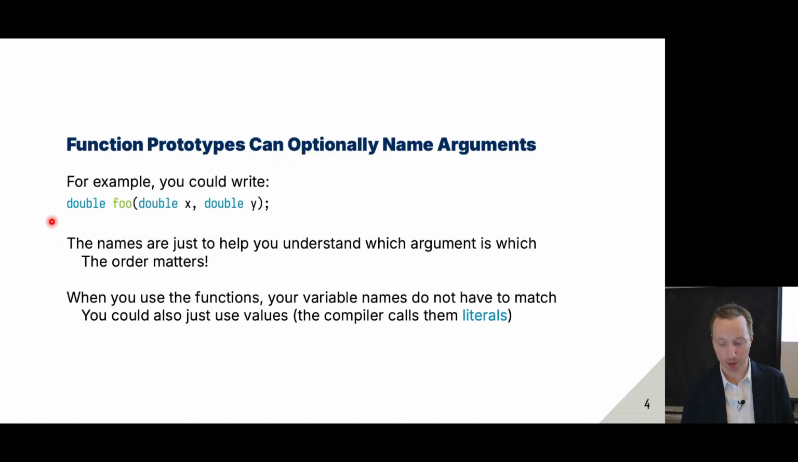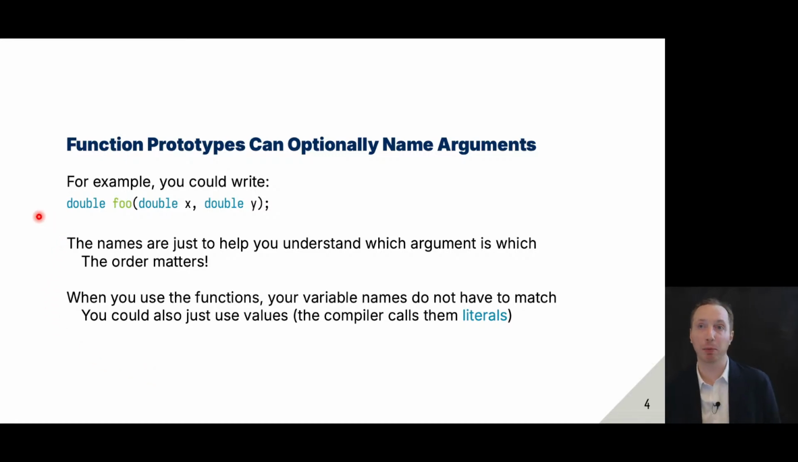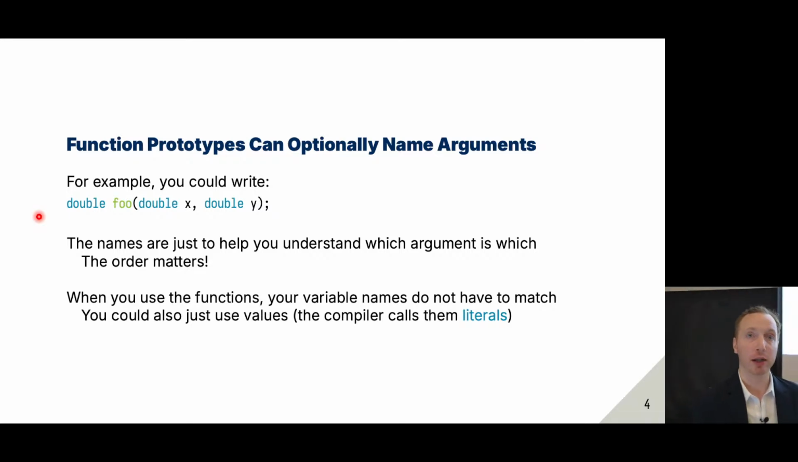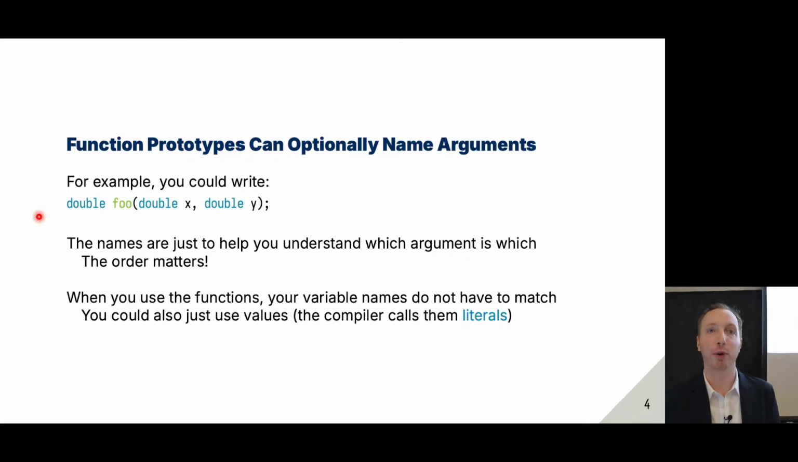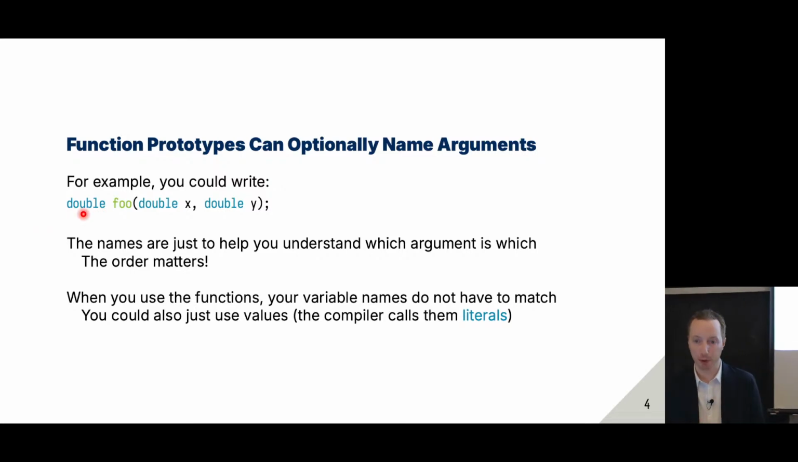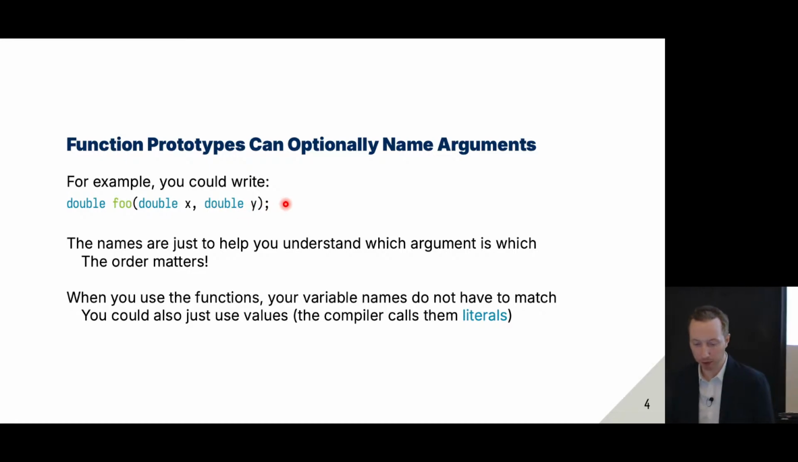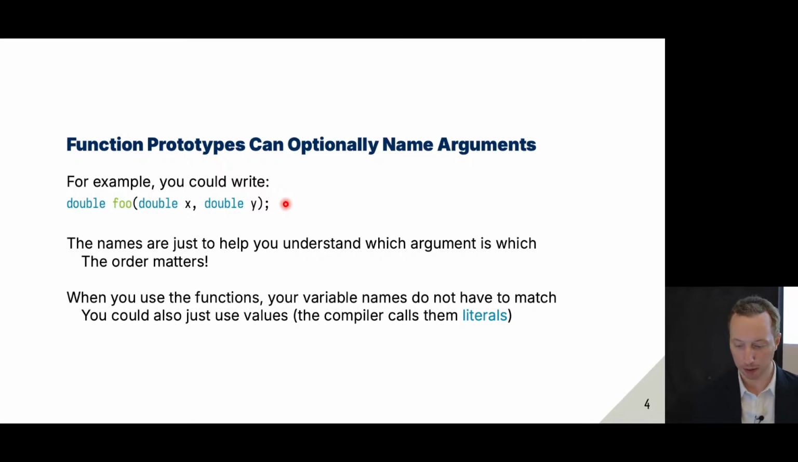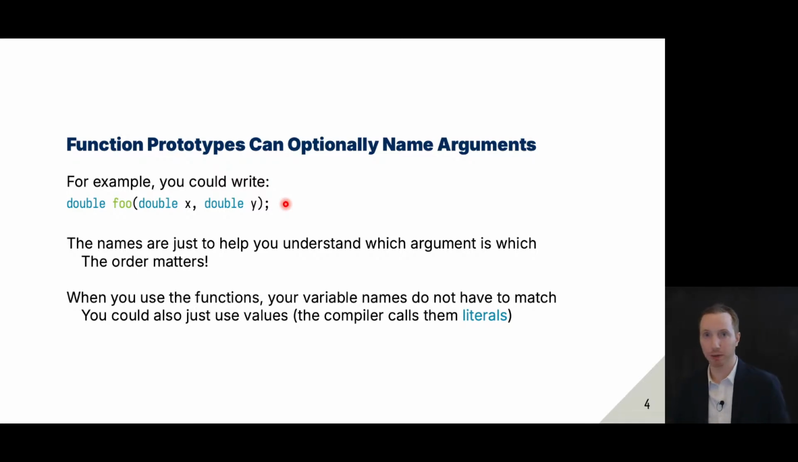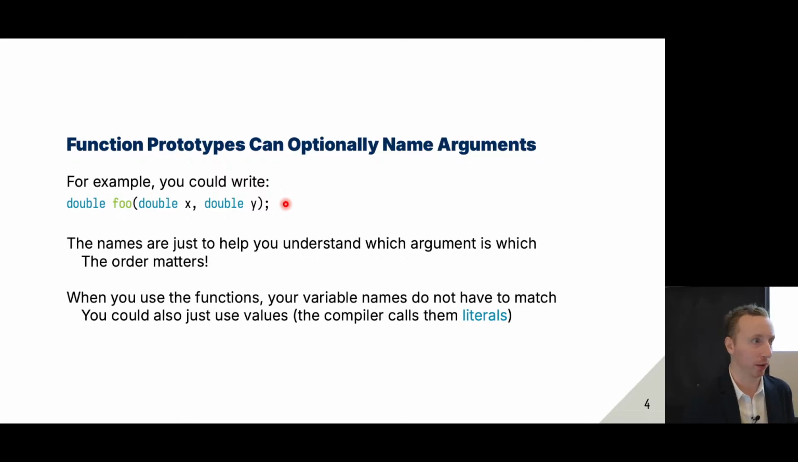You might see function prototypes that optionally name the arguments, but these names are only for your benefit to make it easier to read. For example, I could have double foo, double x, double y. Those kind of look like variable names, but they're just there to help you understand which arguments are which. You might be confused if you see a function that takes, like, three doubles; the order is important, so the names help show which one is which.